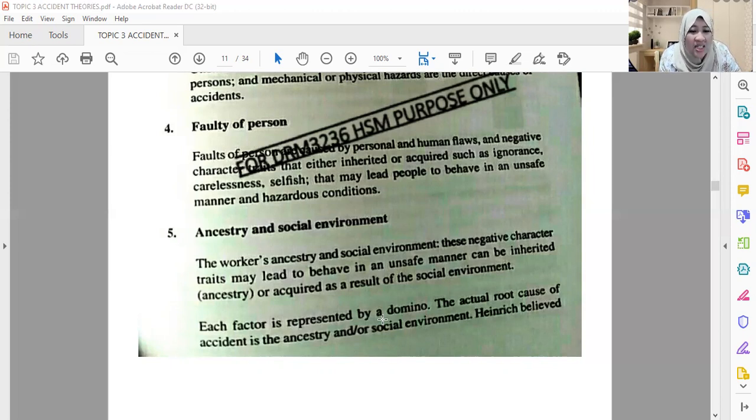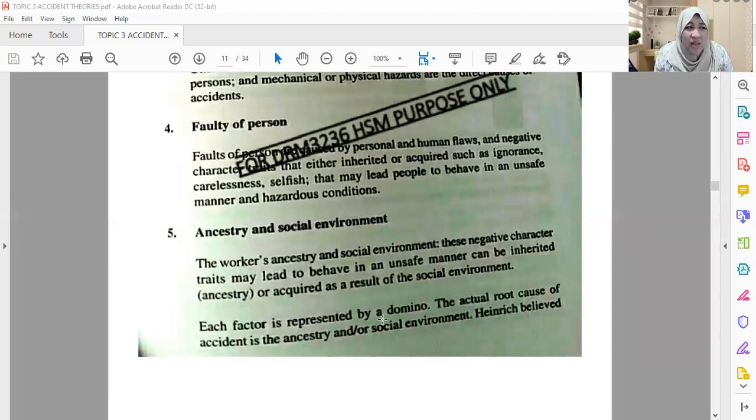Okay, and then ancestry and social environment. Ancestry ni lebih kepada keturunan. Benda yang memang dari turun-temurun, bapak dia, pakcik dia, keluarga dia, turun-temurun akan ada these things. Okay, diwarisi lah. The workers' ancestry and social environment, these negative character traits may lead to behaving in an unsafe manner, because maybe before this the father was working there. Don't do that, I'm mostly practicing like this, so don't bother, it's nothing wrong. So you learn from the wrong people, so you take something simply to make a shortcut to your work.